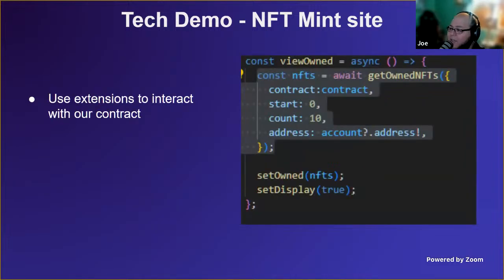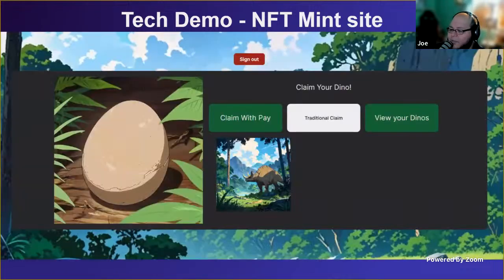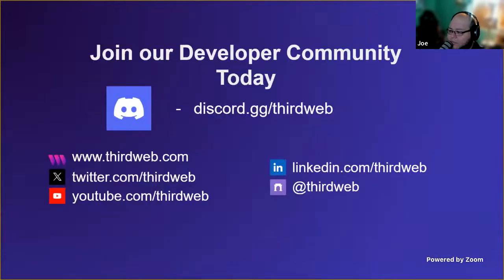And now we're using another extension to get the owned NFTs for that address. Very simple. And now we can display it on our Mint site. Easy peasy, very simple to use. And so that's a little bit about Thirdweb.